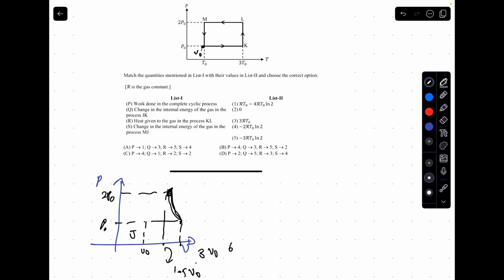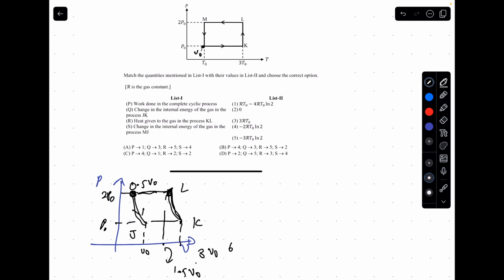After that, the pressure is not changing, but the temperature is becoming 1/3 times from this L point. So JKL, from the L point the temperature is becoming 1/3 times, and the volume will also become 1/3 times. So that is 0.5V. And from this point again to this point, J point. So this is our cyclic process.